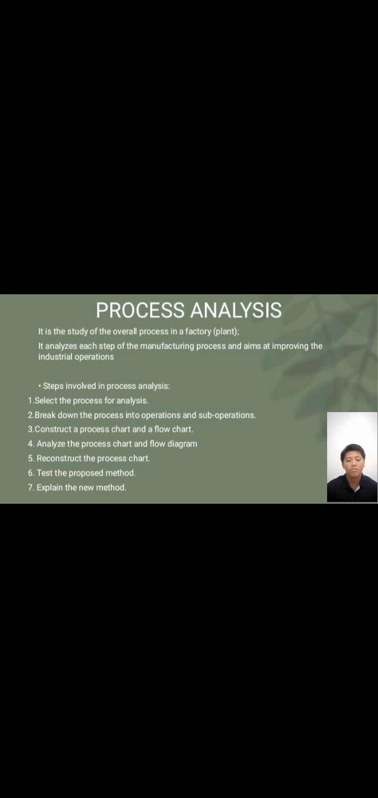Reconstruct the process method. Reconstructing a process chart involves revising or redesigning the visual representation of a process to enhance clarity, efficiency, or accuracy. This may include refining the sequence of steps, updating symbols for better comprehension, or incorporating feedback to improve the overall visual communication of the process. The goal is to create a more effective and user-friendly representation that accurately reflects the underlying workflow.